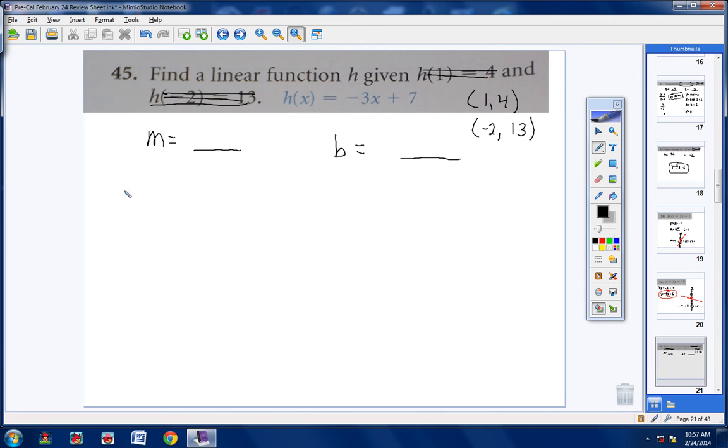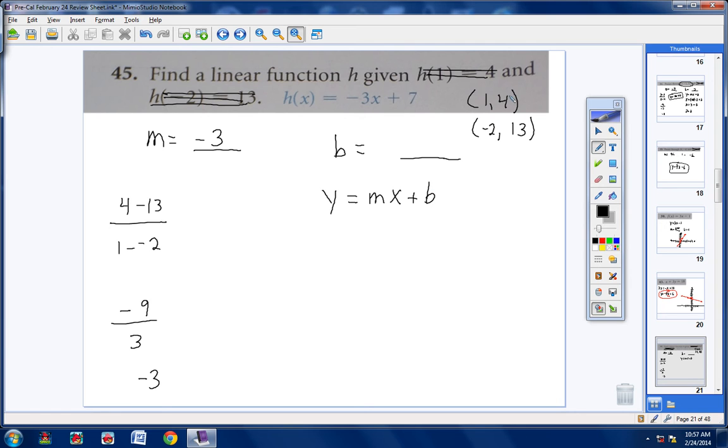Go ahead and find the slope. Y minus y, that's 4 minus 13. X minus x, that's 1 minus a -2. 4 minus 13 is -9. 1 minus a -2 is 3. -9 over 3 is -3. So there's your slope. Now we're going to use our formula y equals mx plus b to solve for b.